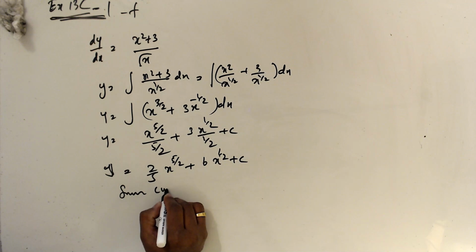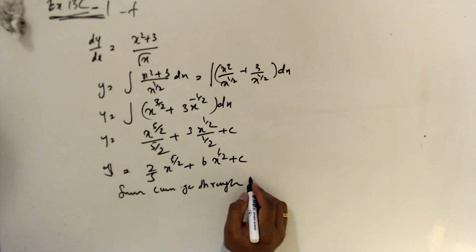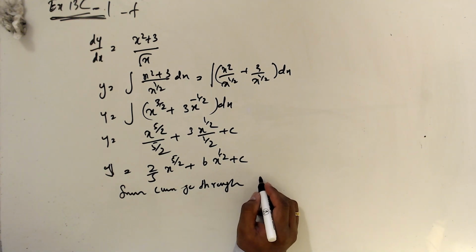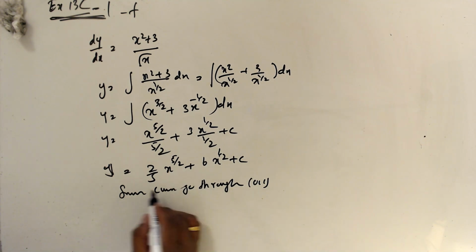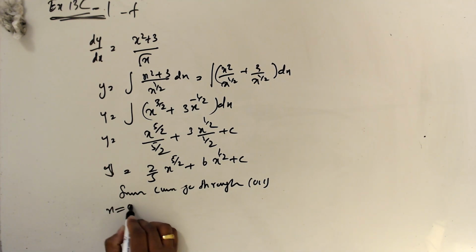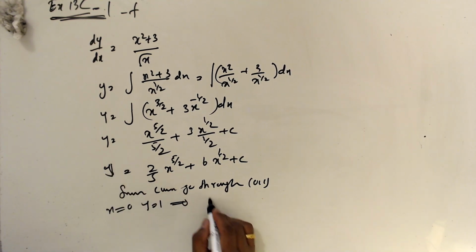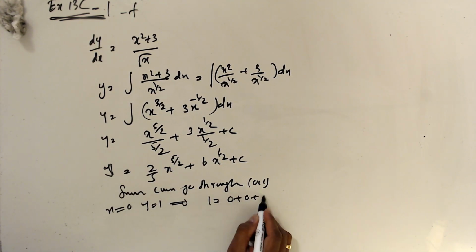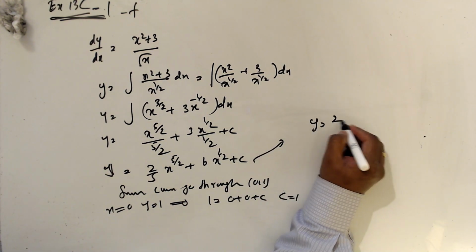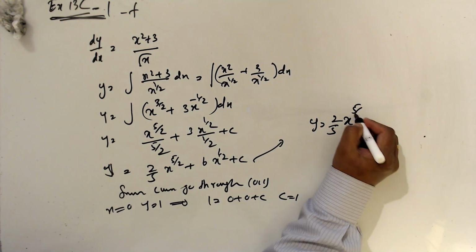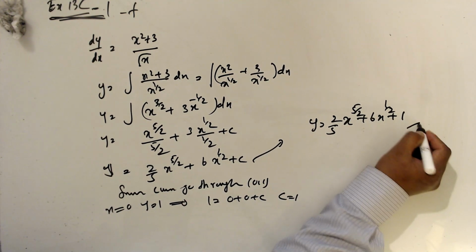Since the curve goes through (0, 1), the x value is going to be 0. So x is 0, y is 1. So then 1 equals 0 plus 0 plus c, so c equals 1. Hence the curve is going to be y equals 2 over 5 x^(5/2) plus 6x^(1/2) plus 1.